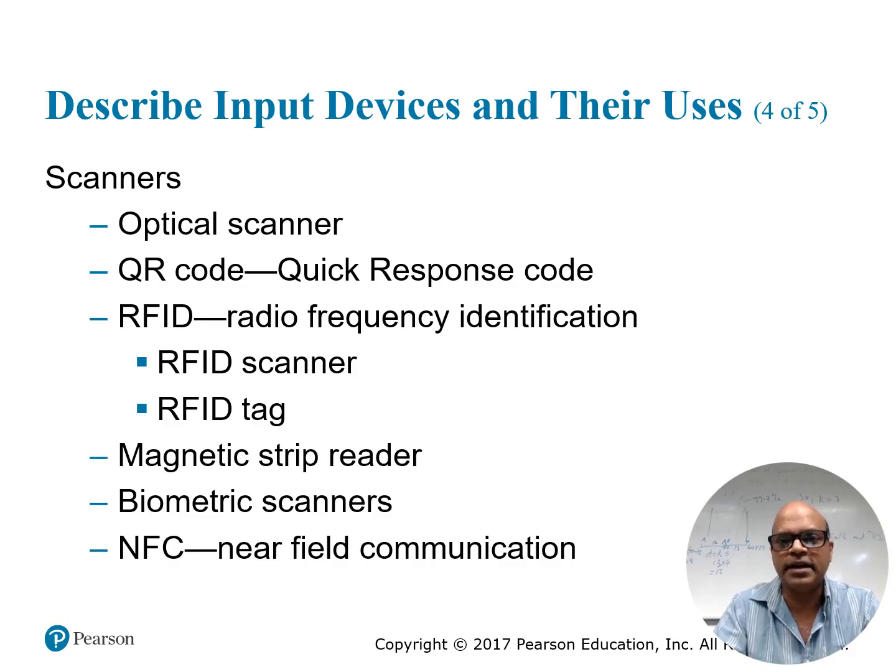An RFID tag, which has a tiny antenna for sending and receiving a radio frequency, is embedded in an item or packaging. A magnetic strip reader reads information encoded on a magnetic strip. Gift cards, credit cards, and hotels use this technology. Biometric scanners read human characteristics, such as a fingerprint scanner or your optical scan, the eye. Near-field communication, or NFC, enables devices to share data by touching them together.